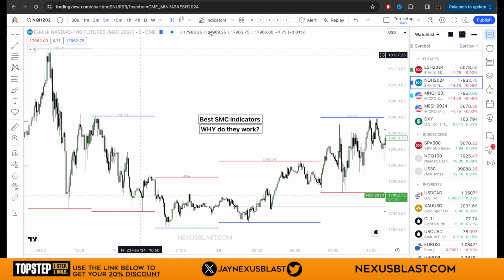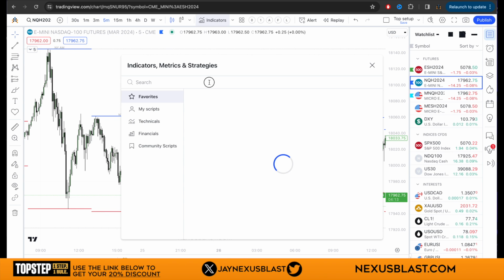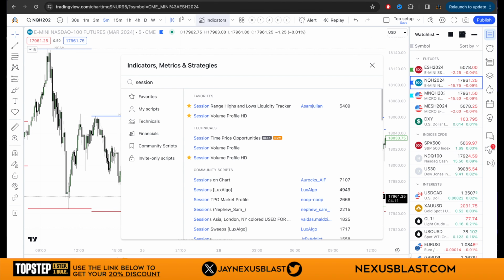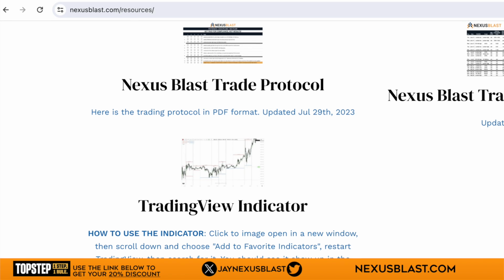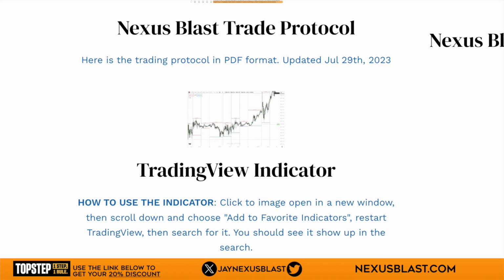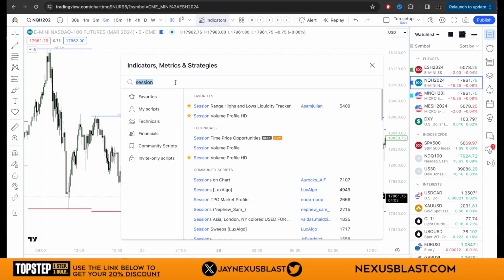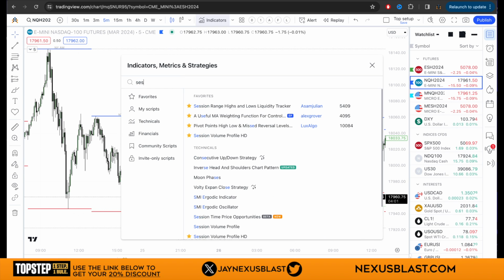So here are 2 indicators. You have the session range highs and lows. This is a private indicator that was custom built. It's available on my website, and it was designed specifically for the strategy that I use. If you want to use something else, you can use Sessions by LuxAlgo.